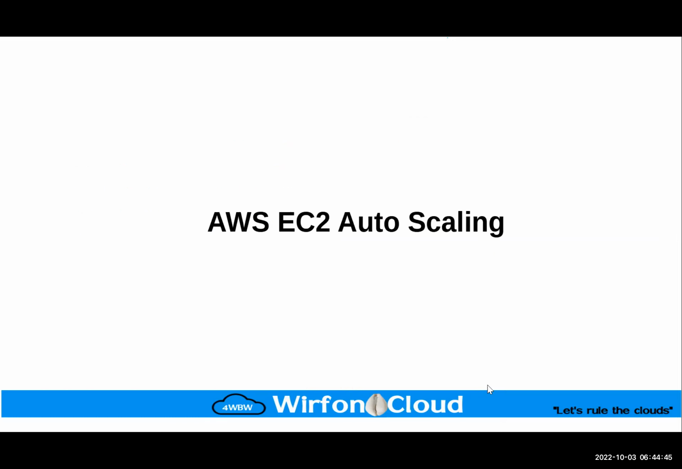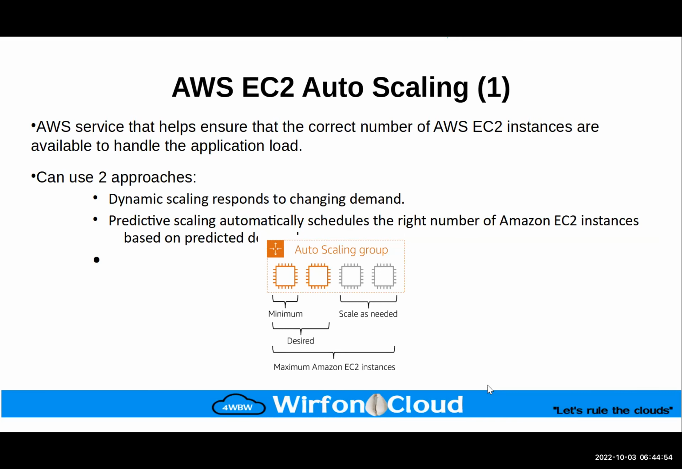Okay. For the sake of time, let's wrap up. Then we have EC2 Auto Scaling. It's a service that helps to ensure that the correct number of AWS EC2 instances are available to handle your application workload, and it can be dynamic scaling, which responds to changing demand, or predictive scaling.